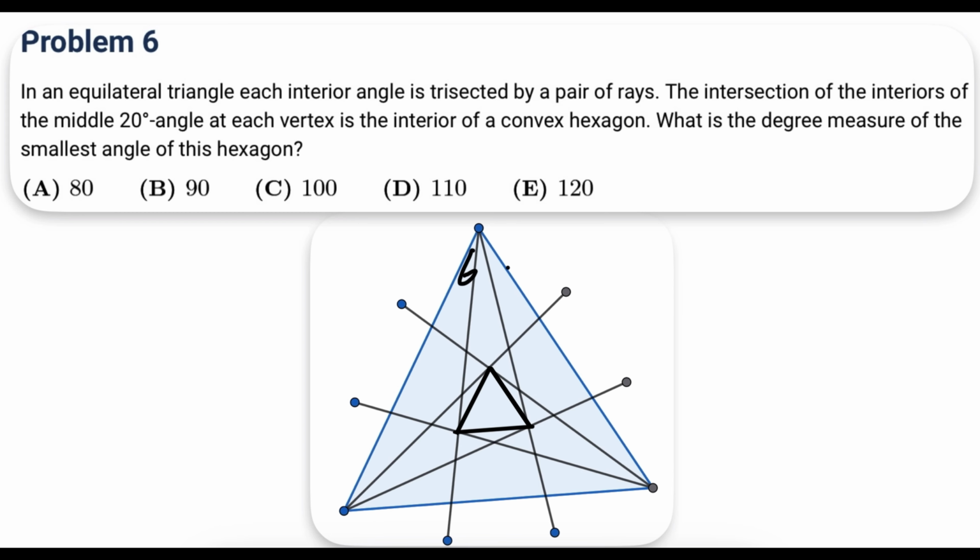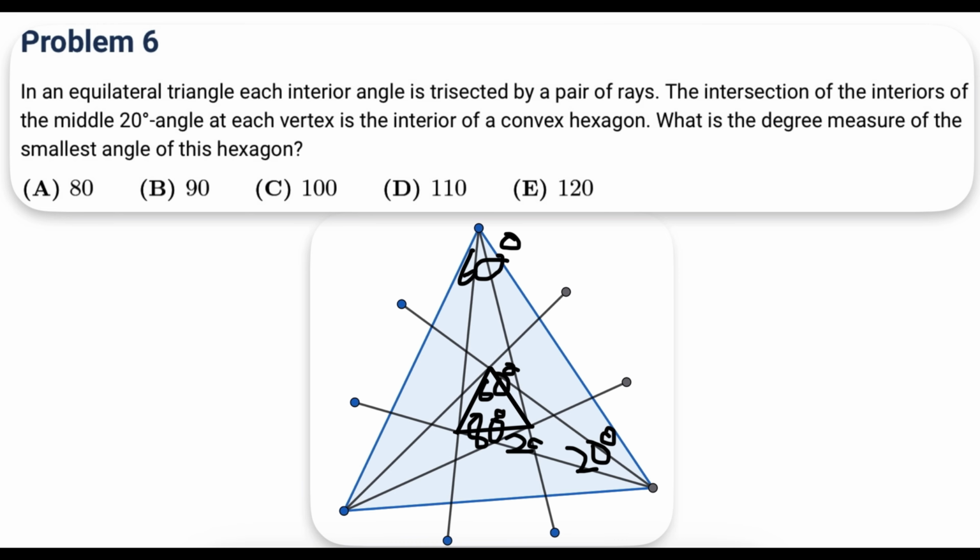And because it's trisected, we have that these angles are 20 degrees. Now, because the angles of a triangle add up to 180 degrees, this angle will be 80 degrees. But by symmetry, this inner triangle is equilateral, so its interior angles are 60 degrees, making it so that these angles are 20 degrees.